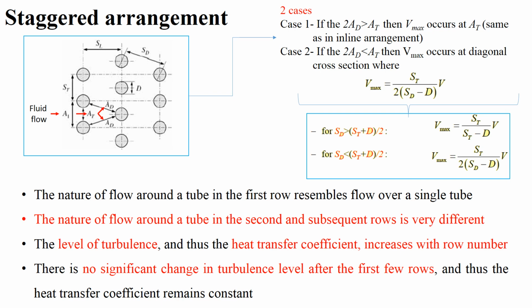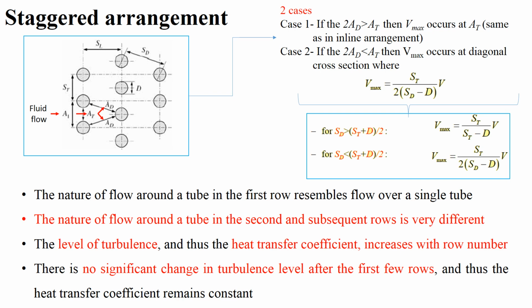For case 2, if 2AD is smaller than AT, then Vmax occurs at the diagonal cross section, where we can use another equation to calculate the maximum velocity. For these two cases, the summary is as shown in the blue rectangle: for SD larger than (ST plus D) divided by 2, and for SD smaller than (ST plus D) divided by 2.